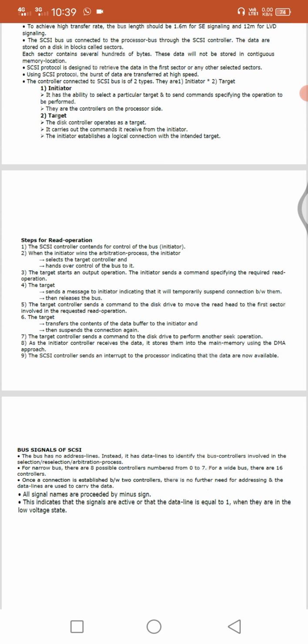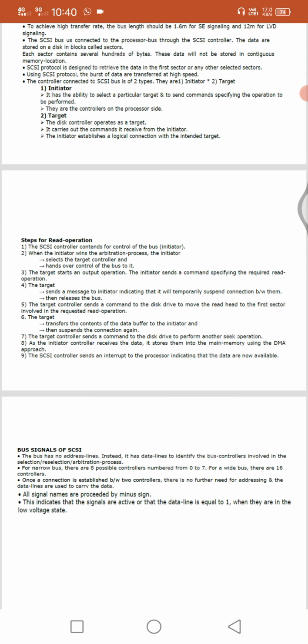The target transfers the contents of the data to the initiator and then suspends the connection again. Then the target controller sends a command to the disk drive to perform another seek operation. As the initiator controller receives the data, it stores it into main memory using the DMA approach. Here we use the DMA approach because SCSI is fast; for faster data transfer we use DMA transfer.